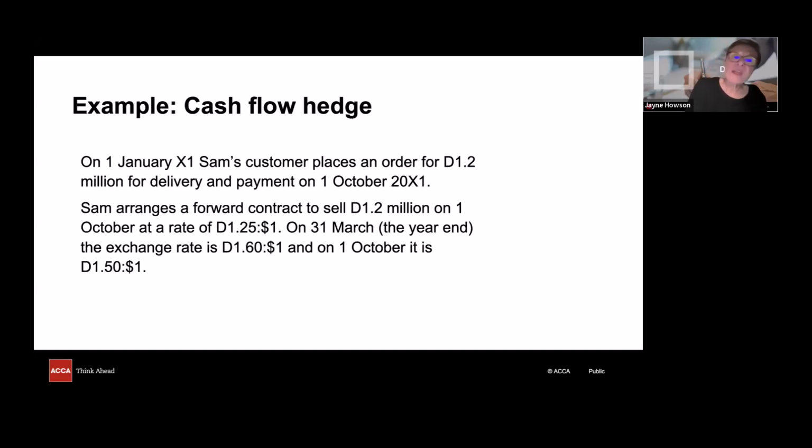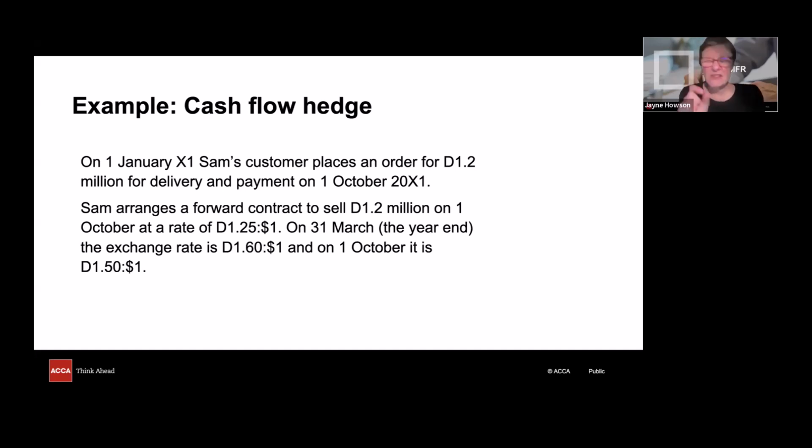Okay, so here we can see that at the beginning of the year, Sam's customer puts in an order for 1.2 million dinar, but the delivery of the goods and the payment are not going to occur until October, much later in the year. Now, we've got this 31st of March year end again, so we can see that this transaction straddles the year end. And Sam has arranged a forward contract to sell 1.2 million dinars at a 1.25 exchange rate. Sam is fixing the amount of money that he gets on the 1st of October 20x1.